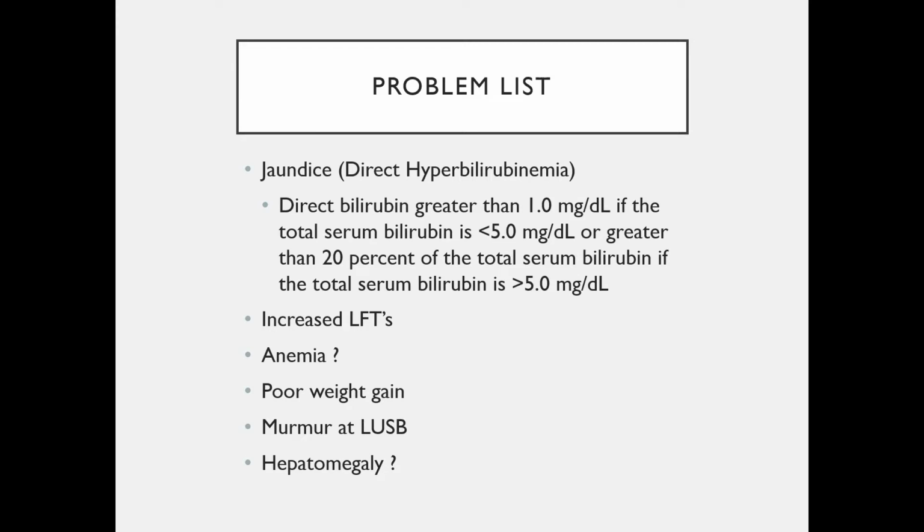So to summarize this case, we have a 6-week-old coming with jaundice found to have direct hyperbilirubinemia. Direct hyperbilirubinemia is defined as having a direct bilirubin greater than 1 if the total serum bilirubin is less than 5, or greater than 20% of the total serum bilirubin if the total serum bili is greater than 5. This patient also has increased LFTs, possibly anemia, which is secondary to physiologic nadir. The patient has some poor weight gain and has a murmur at the left upper sternal border and possible hepatomegaly.